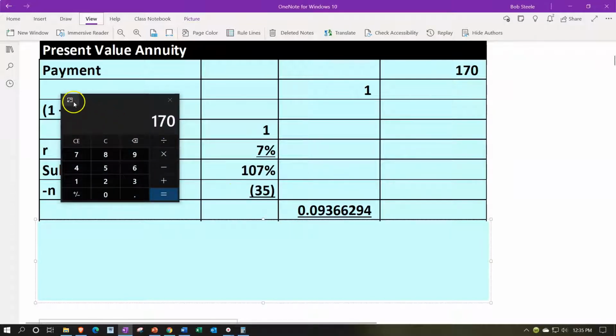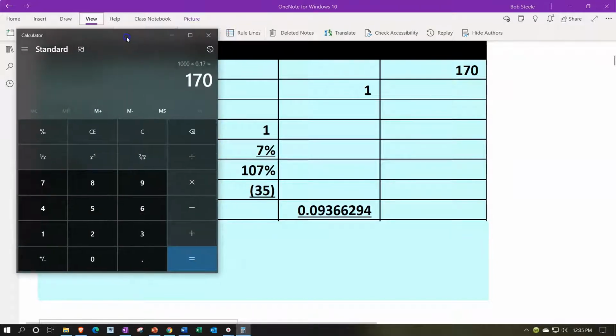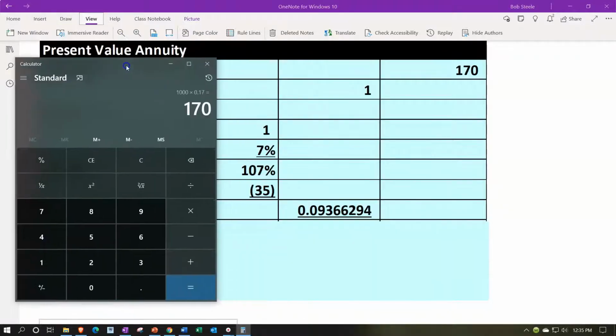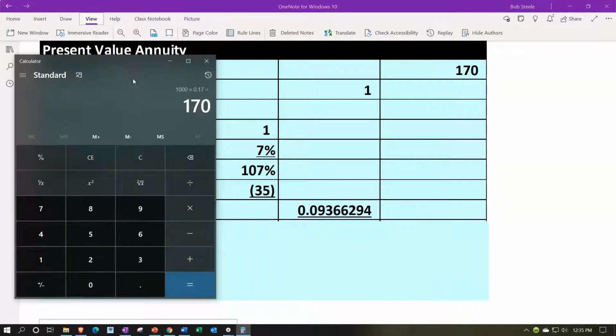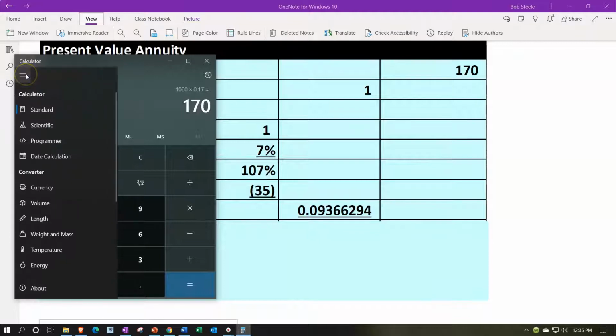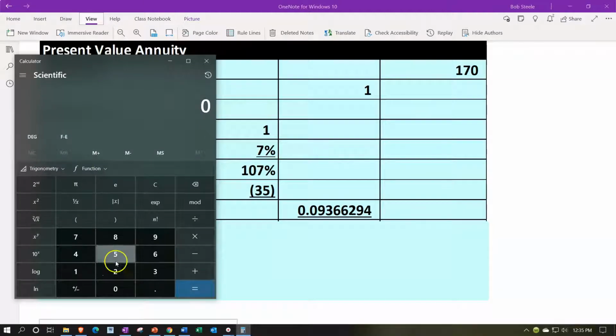Remember that if you do these calculations with a calculator, you need something that's going to the power of that 35, and a negative at that. So I'm going to switch from our normal calculator in the Windows program to the scientific one. We're going to do this in a scientific way. This is a more scientific calculation.